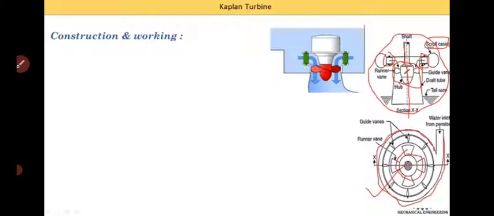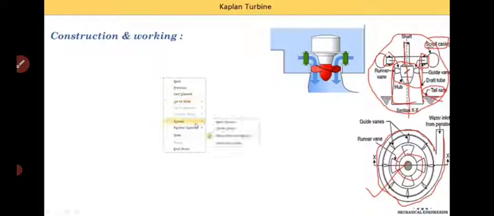Then after the water strikes the runner, water is discharged to the tail race. Here it is the tail race. Water from the runner is carried by the draft tube. Draft tube means a gradually increasing area. It is known as the draft tube. So these are generally similar components. The difference is that in a Francis turbine there are 16 to 24 vanes in a runner, but in a Kaplan turbine there are only 3 to 8 vanes.